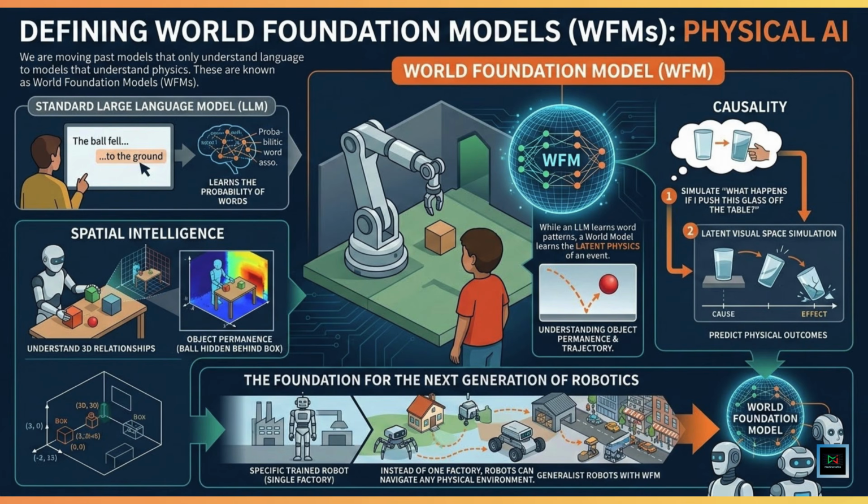We are moving past models that only understand language to models that understand physics. These are known as world foundation models. While a standard LLM learns the probability that the ball fell will be followed by to the ground, a world model learns the latent physics of that event. They understand 3D relationships and object permanence. They can simulate what happens if I push this glass off the table in a latent visual space. This is the foundation for the next generation of robotics.